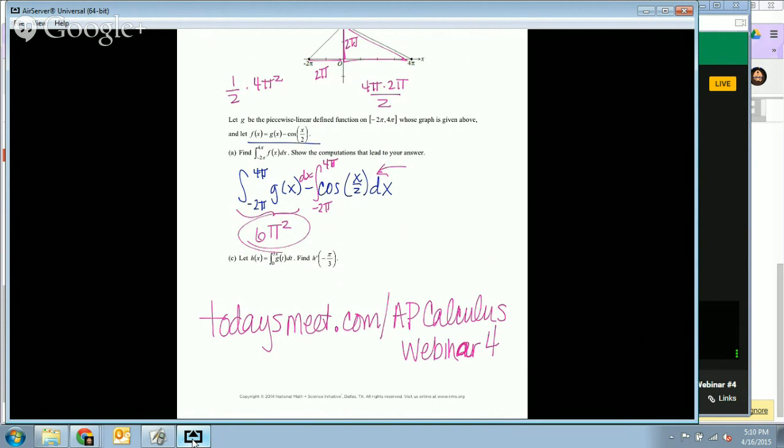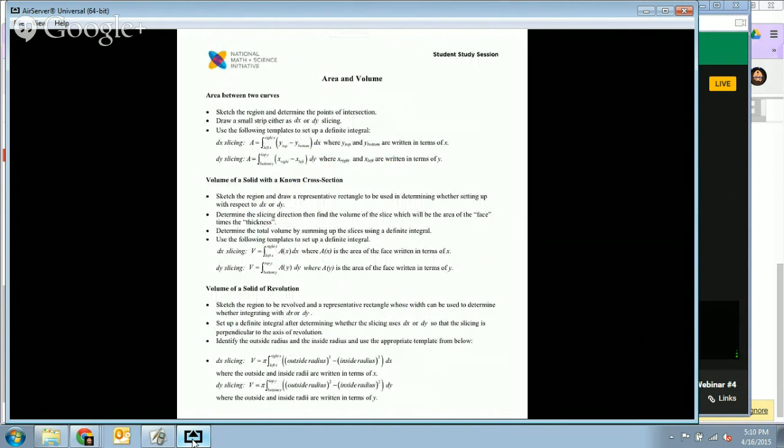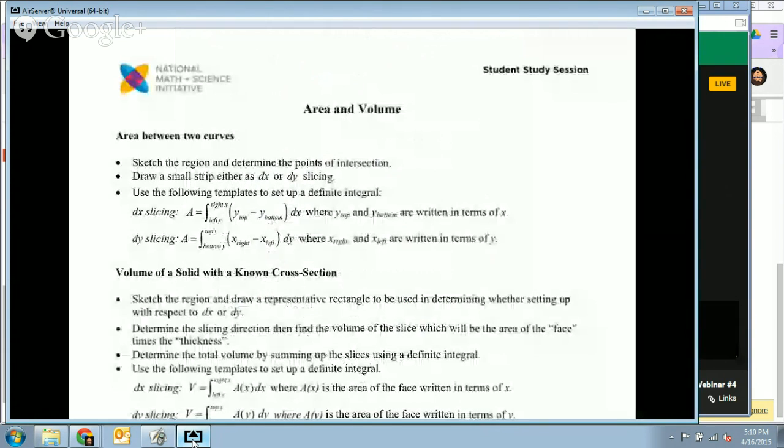Okay? All right. So the next topic that we had scheduled for tonight is area and volume. So this is pretty heavy. A lot of students really struggle with it, but the nice thing is that especially on the FRQ problems, the way that they grade them is very predictable. So area between two curves, this one's pretty straightforward, right? You just sketch a region and determine the points of intersection, draw a small strip either as dx or dy slicing, so you're going to have to be conscious about what variable you are integrating with respect to. And then you'll use these templates to set up your integral.